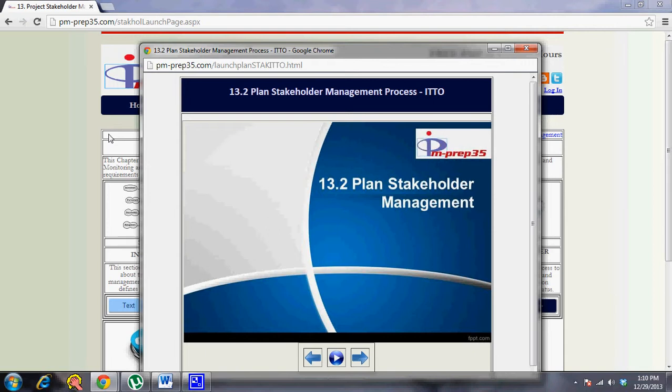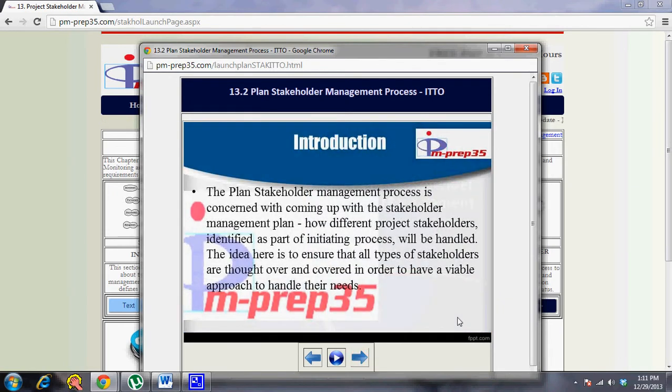The stakeholder management plan deals with seeing how the stakeholders identified as part of the identify stakeholders process will be engaged. There is a list of stakeholders. What is their current engagement level? What is the desired engagement level? All these things will be tracked, and a strategy to manage the stakeholders will be documented as part of the stakeholder management plan. So with that idea, let's quickly walk through some of the important points of the plan stakeholder management process.